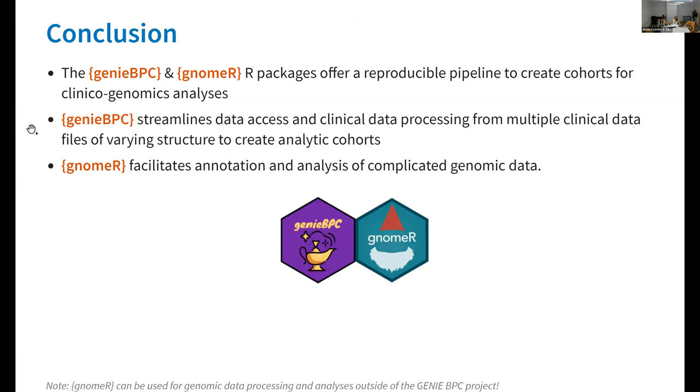Okay, so altogether, these two packages, the genieBPC package and the gnomeR package, offer a reproducible pipeline to create cohorts for clinical genomics data analysis. Starting with the genieBPC package, it streamlines data access from the Synapse platform into the R environment for clinical data processing from multiple complicated, unwieldy clinical data files of varying structure that are high dimensional. There are a lot of variables and a lot of different data files. So the genieBPC package allows you, in a streamlined way, to read in the data and create your analytic cohort.